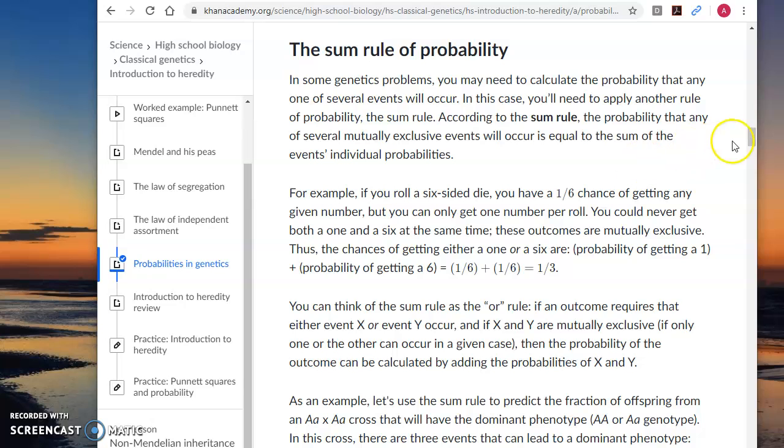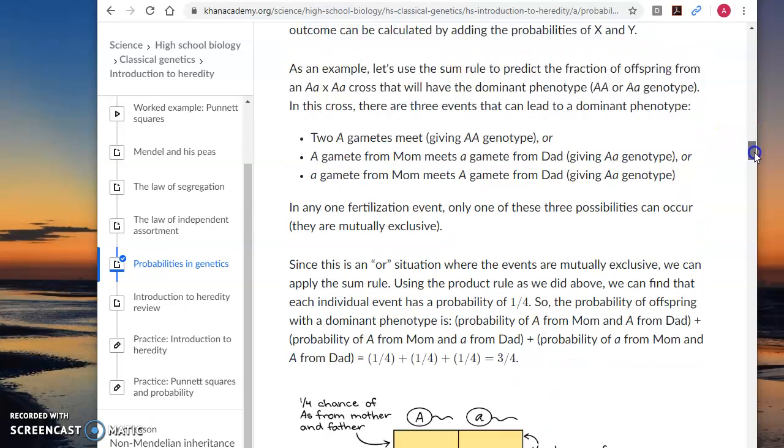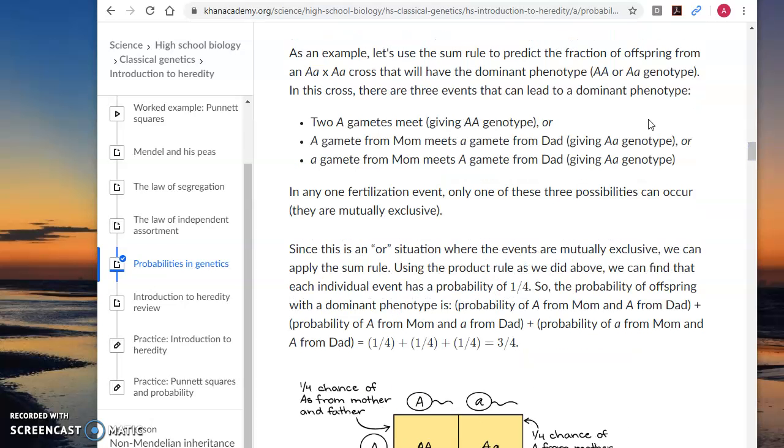Okay, let's look at a genetics problem example of this. It says, let's use the sum rule to predict the fraction of offspring from a heterozygous parent crossed with a heterozygous parent that will have a dominant phenotype. So we're either looking at a homozygous dominant or heterozygous genotype. In this cross, there are 3 events that can lead to the dominant phenotype. And so we have our 3 combinations here.